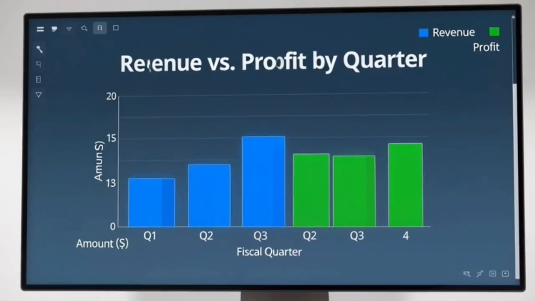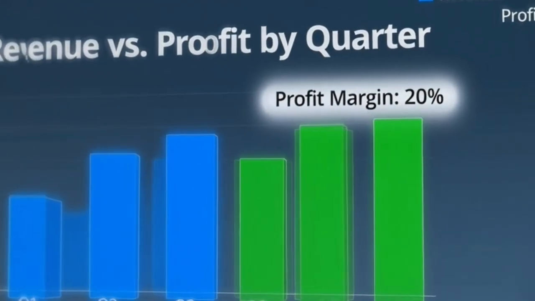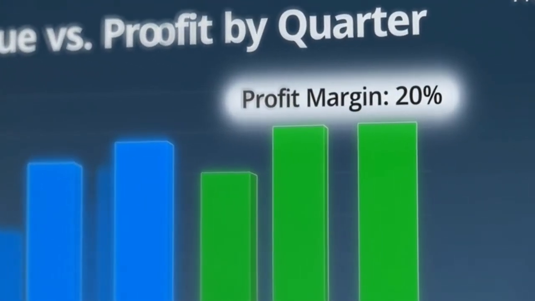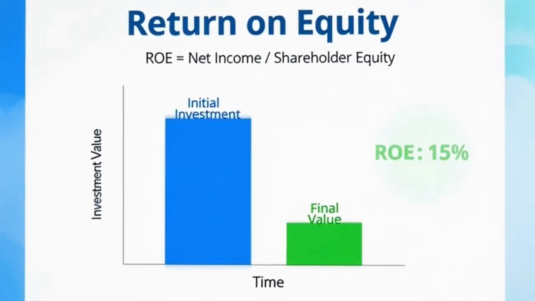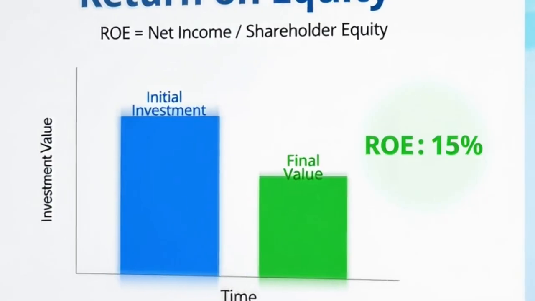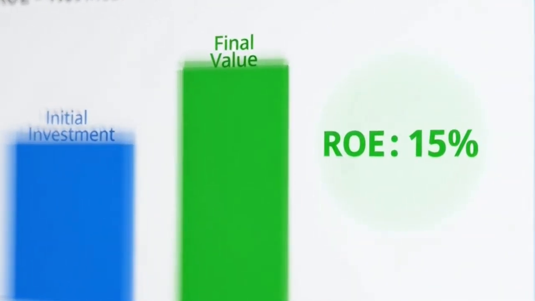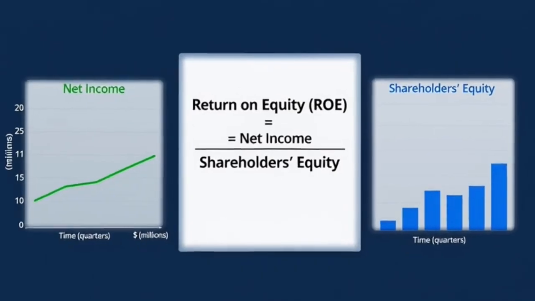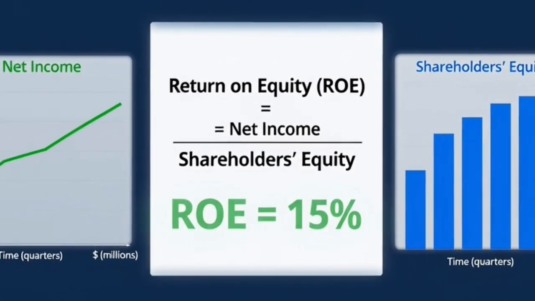Profit margin measures how much profit a company generates from its sales revenue. Return on equity measures how effectively a company uses shareholders' investments to generate profit.